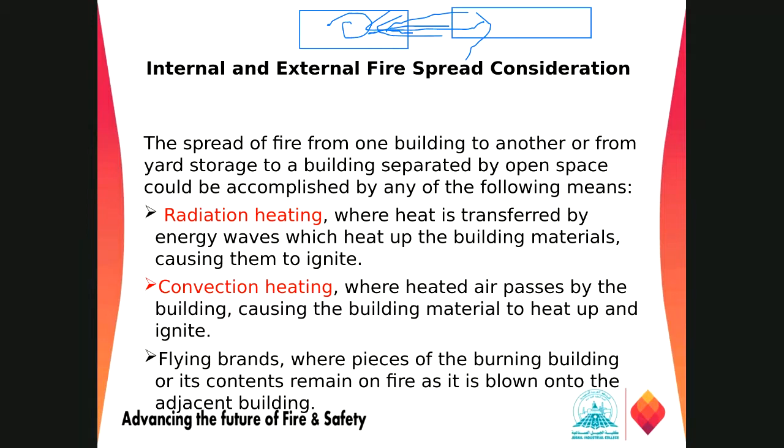The second is convection heating. Convection means heat is traveling through a fluid medium. So here we have the fluid as air. When air is heated and passes by the building, it causes the building material to heat up and ignite. So we have radiation and we have convection heating.